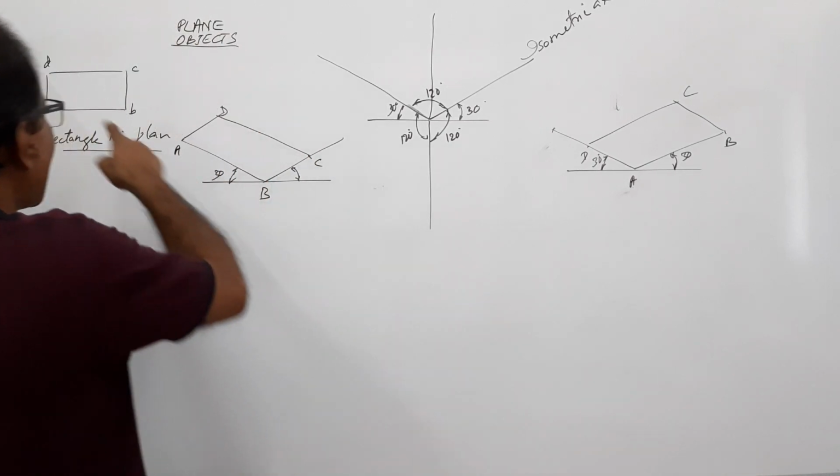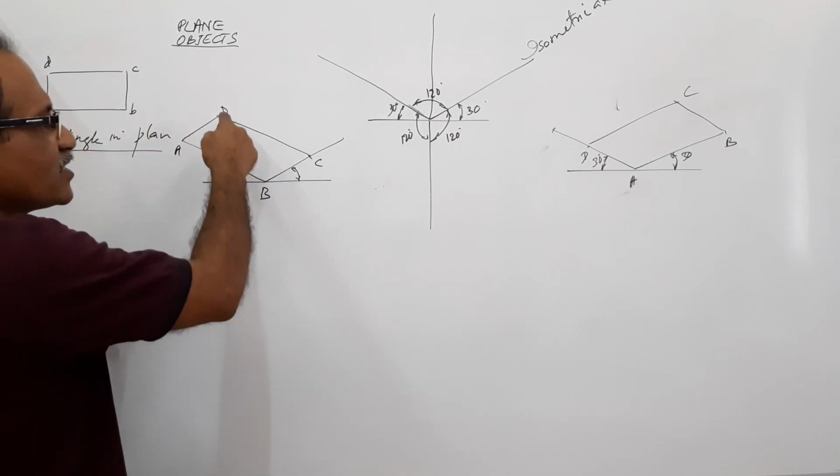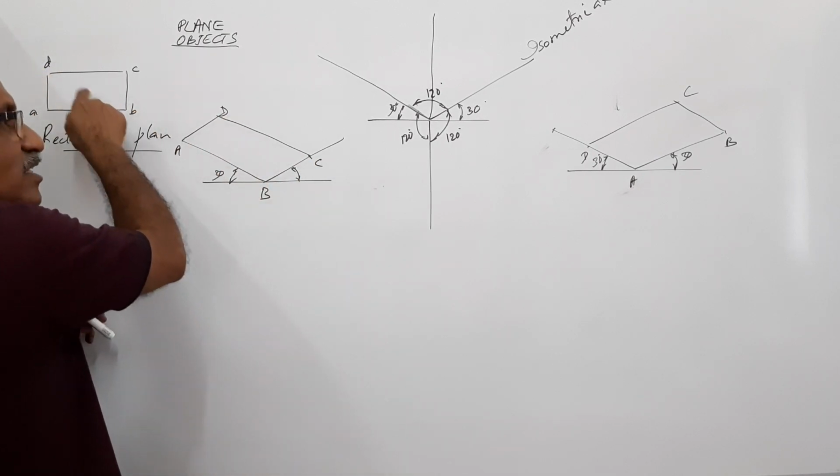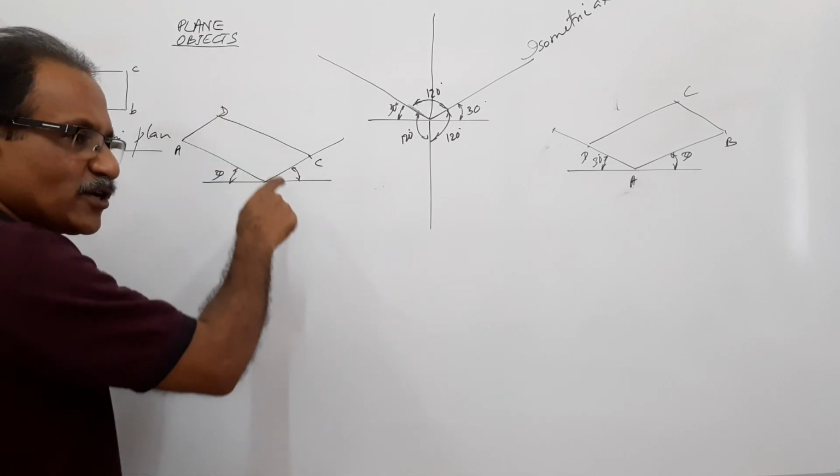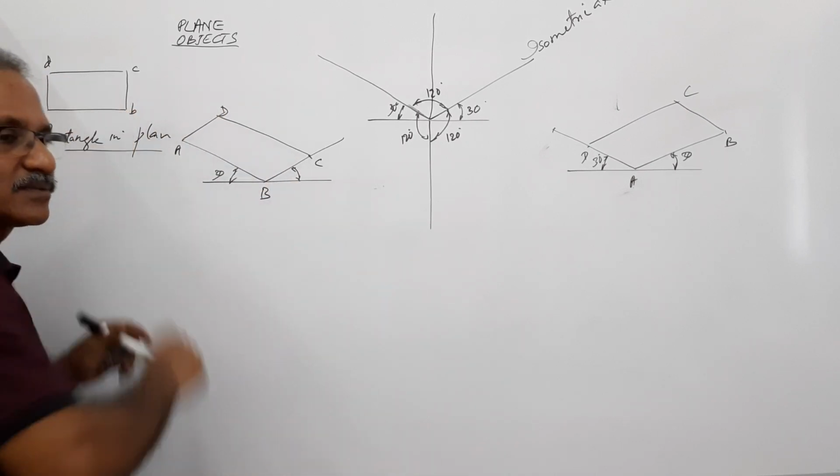Now, let us consider the diagonals. If you draw the diagonals here, they are different. Here the two diagonals are the same. Here they are different to each other and also not the same as this.